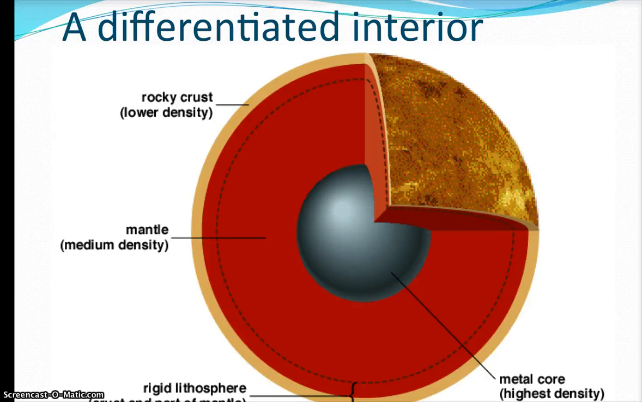Here's just a more general interior showing the differentiation. Another thing that we will be looking at in some of the planets is this area here that is a portion of the crust and the upper portion of the mantle, which we call the lithosphere. How much of the planet's interior is included in the lithosphere plays a large role in determining how geologically active that planet would actually be.